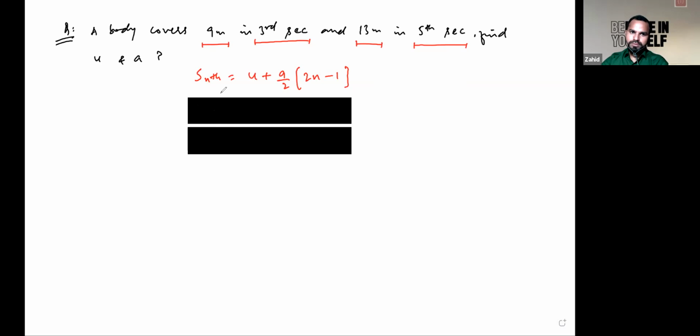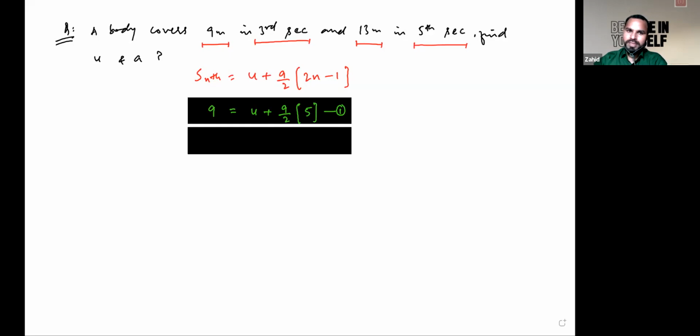Just see how to formulate the equation. S nth for the first part is 9 meters, so it will be 9 is equal to u plus a over 2 times 2n minus 1, where n represents the time. Here we have third second, where n will be equal to 3. 2 into 3, 6, minus 1, 5. So you will get the first equation as this.